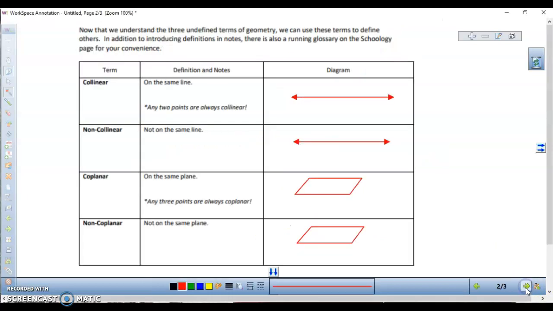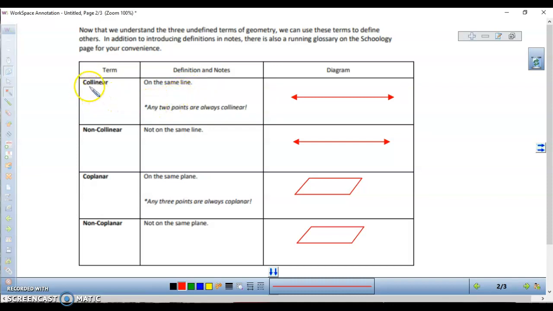All right, so next, a couple definitions. So now that we understand the three undefined terms of geometry, we can use these terms to define others. In addition to introducing definitions and notes, there is also a running glossary on the Schoology page for your convenience. So keep that in mind. If you're reading a word in a problem in homework and you're like, man, I don't remember what that word is, well, there's a glossary on your Schoology page where we'll keep track of all the definitions we learn. And the reason for that is because the textbook doesn't do a very good job of giving all the definitions. So Ms. Butler and I will do that for you.